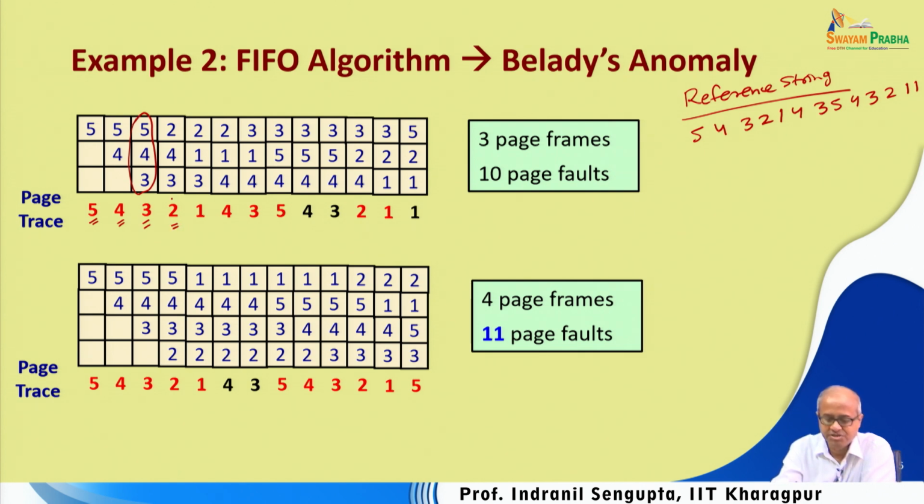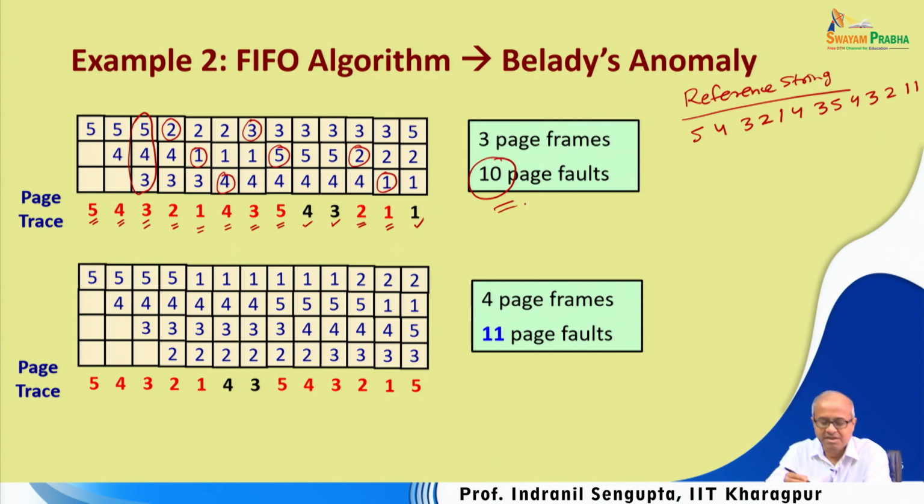You access 2, 2 is not there, replace the oldest page 5. 1 not there, replace 4. 4 not there, replace 3. 3 again not there, replace 2. 5 again not there, replace 1. 4 is there, 3 is there. 2 not there, replace 5. 1 not there, replace 4 and 1 is there. So, you count 1, 2, 3, 4, 5, 6, 7, 8, 9, 10. There are 10 page faults.